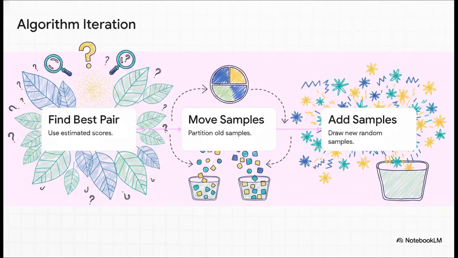Breaking down these 3 specific phases, it goes like this. Step 1. The algorithm searches for the best leaf variable pair to split using estimated influence scores drawn from a sample set. Step 2. Once a split is chosen, it partitions the existing stored samples right down into the new child leaves. And Step 3. To ensure the statistical math doesn't just break down as the tree gets deeper, it draws fresh, new random samples from the distribution and adds them to the leaves.